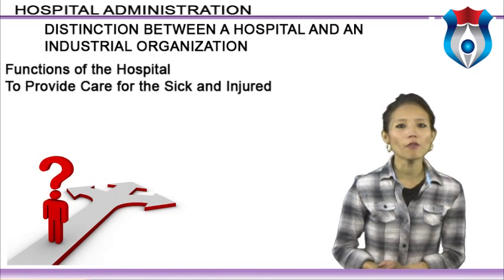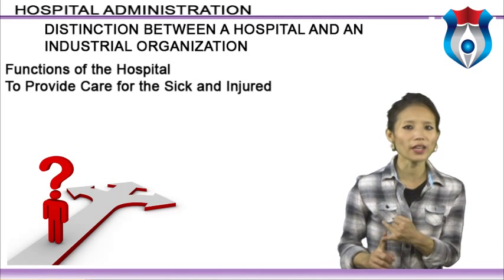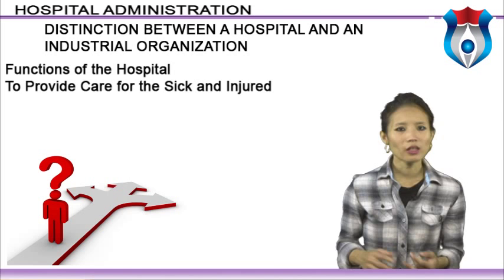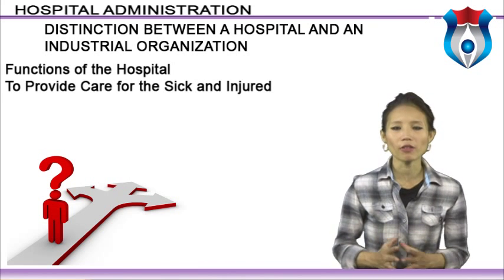Functions of the hospital. The main functions of a hospital can be classified into 4 categories. Number one, to provide care for the sick and injured. This can be done by accommodating them according to their physical conditions and financial status.